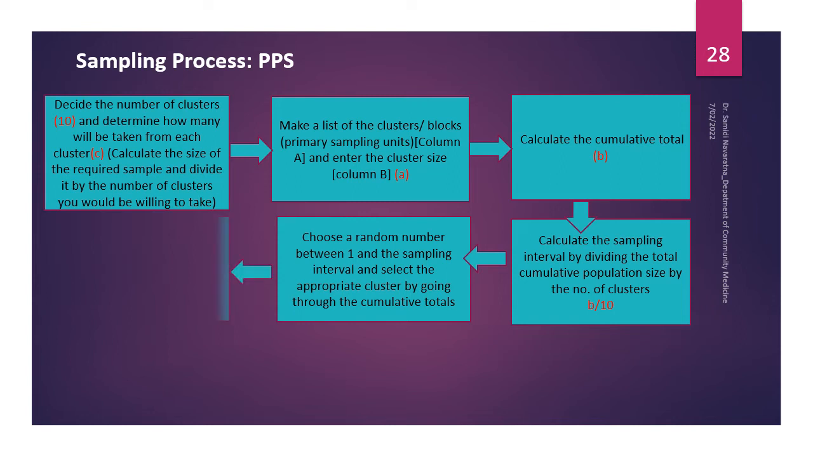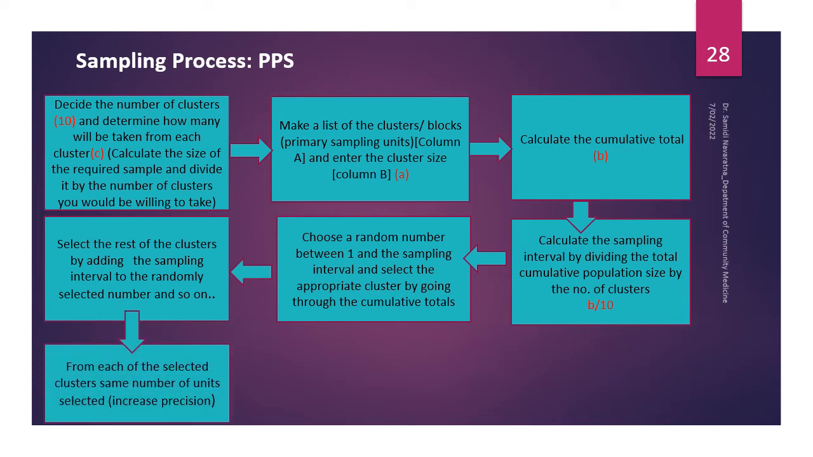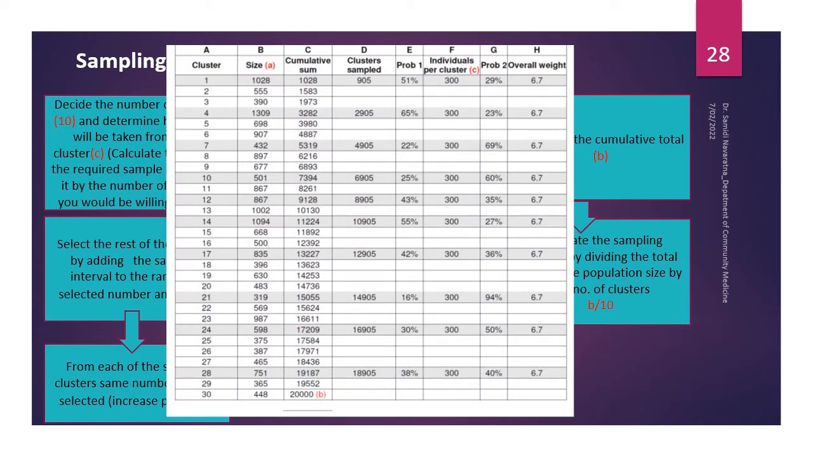Then, having done that, the next step is to select the rest of the clusters by adding the sampling interval to the randomly selected number, and so on. Then, from each of the selected clusters, the same number of units should be selected to increase the precision. So this is what I have done. Now in this column you have the clusters, and in this column you have listed the cluster size of each of these clusters.